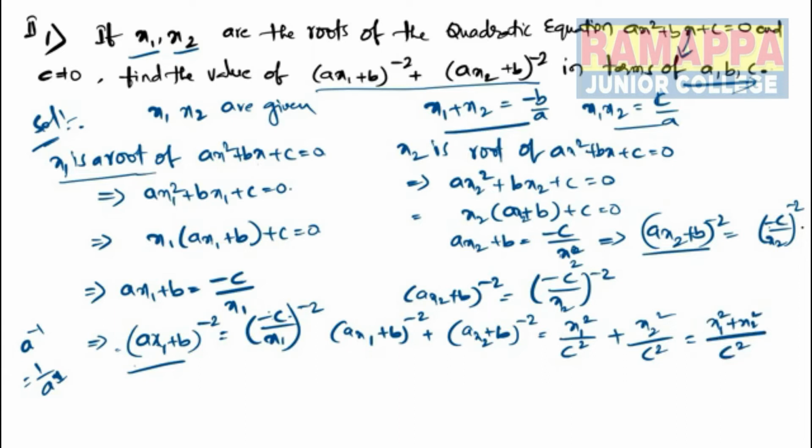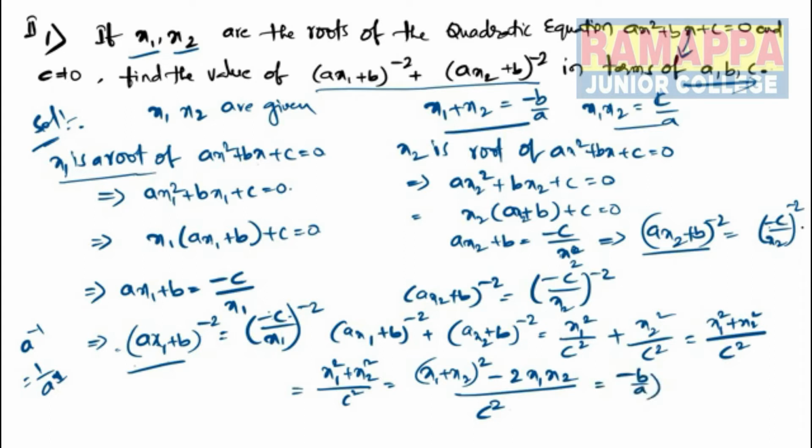Okay, so here it is in the form of (x1 square plus x2 square) divided by c square, which is equal to (x1 plus x2) whole square minus 2x1x2, all divided by c square. So x1 plus x2 is equal to how much? Minus b by a, no? So here minus b by a whole square, and after that minus 2 into x1 into x2, which means c by a.